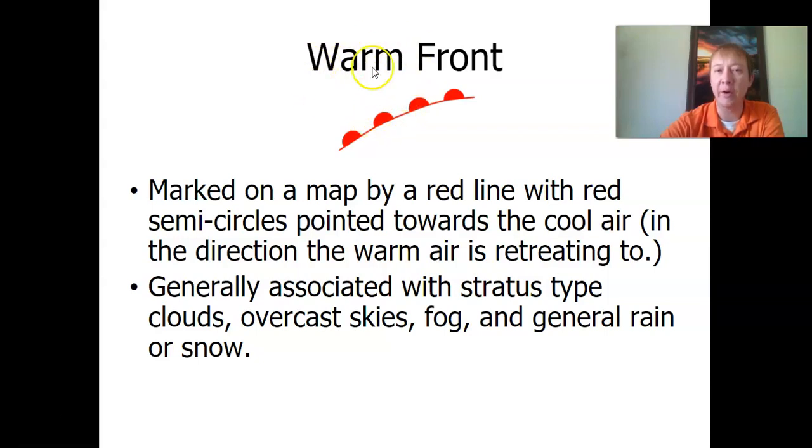So the cooler air would be up here, so the cooler air is retreating and the warm air is coming in. When we look at the weather with this, we tend to see overcast skies where it's dark and dreary, a lot of stratus clouds, remember those flat clouds, we can get fog, and then we normally just have generally rain or snow. Because again, we have those changing temperatures that cause the amount of water the air can hold to decrease. It's going to cause rain to fall.